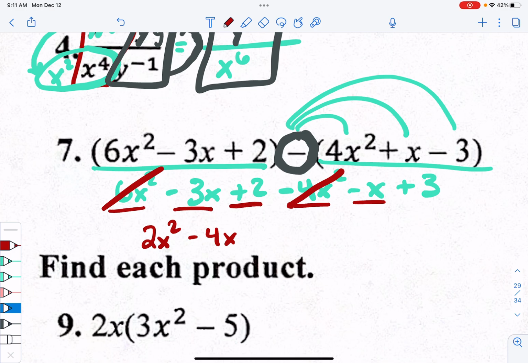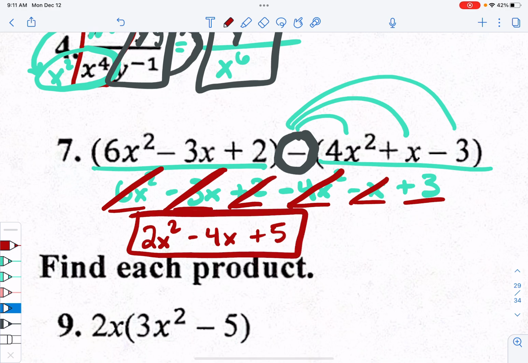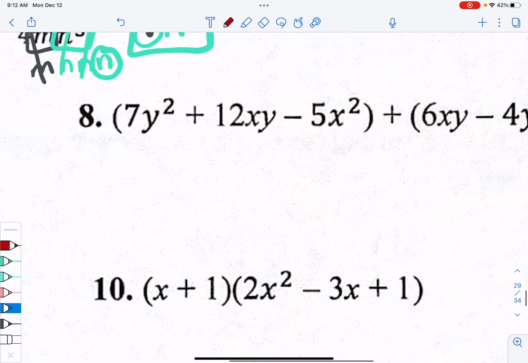And then positive 2, cross off. Positive 2 and positive 3 is positive 5. Okay, and I've gone in order, put everything together. Cross, cross, everything is gone, and it's all good to go. All right, that was number 7. That was subtraction. Okay, number 8.